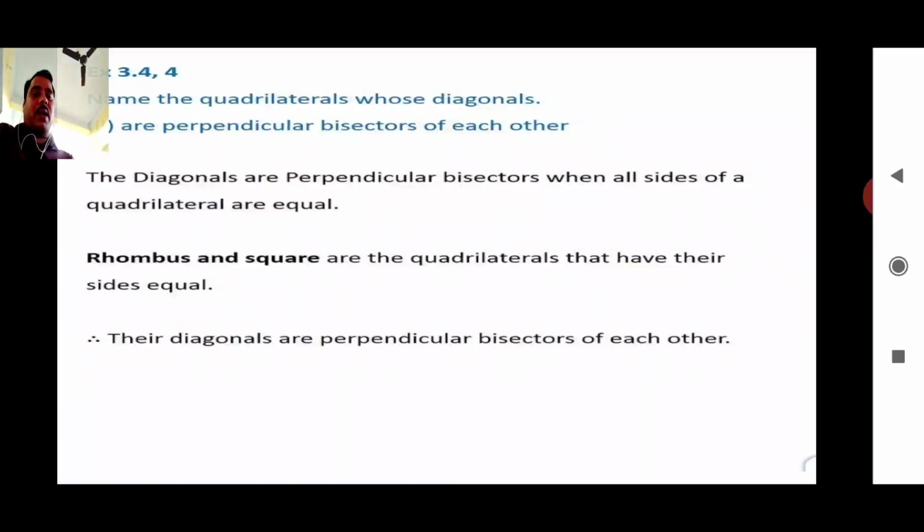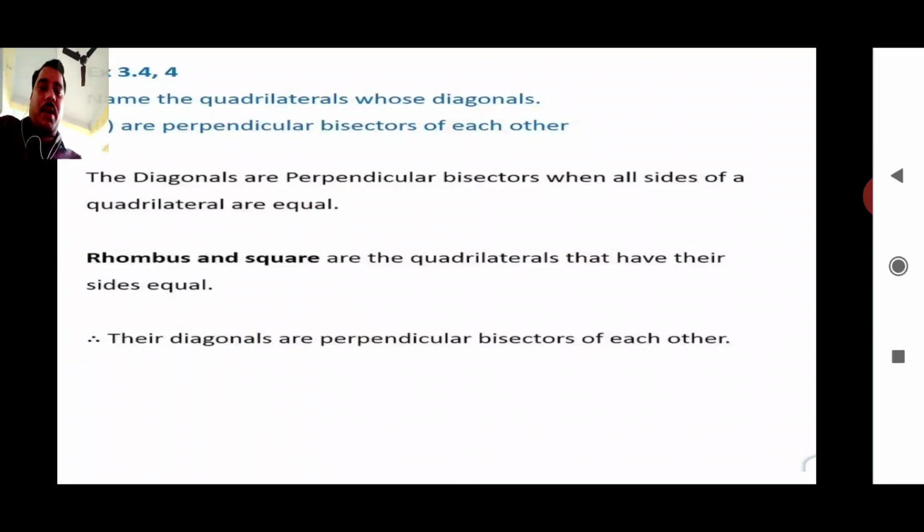Name the quadrilateral whose diagonals are perpendicular bisectors of each other. The diagonals are perpendicular bisectors when all sides of a quadrilateral are equal. Notice here, only when the sides of a quadrilateral are equal are the diagonals perpendicular bisectors, and you know that rhombus and square are the quadrilaterals that have their sides equal. So the quadrilaterals in which the diagonals perpendicularly bisect each other are rhombus and square.